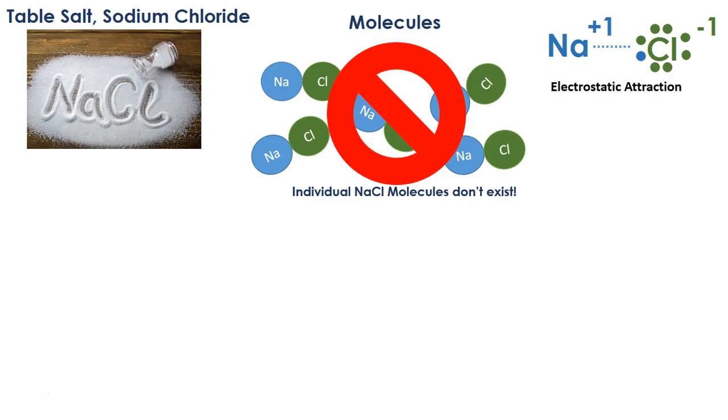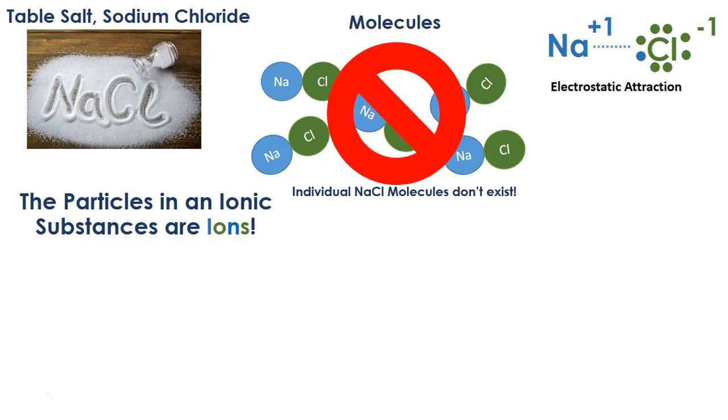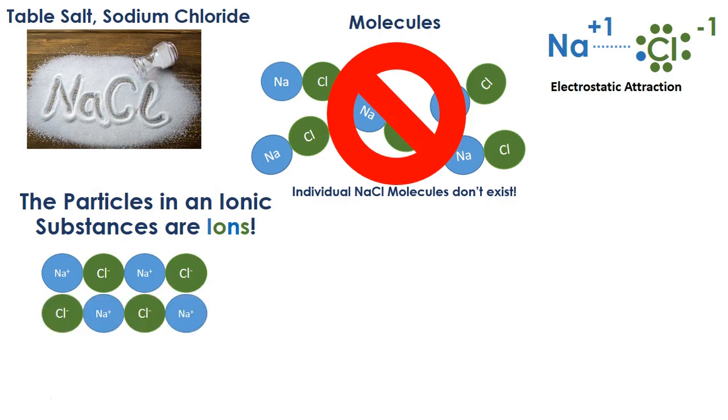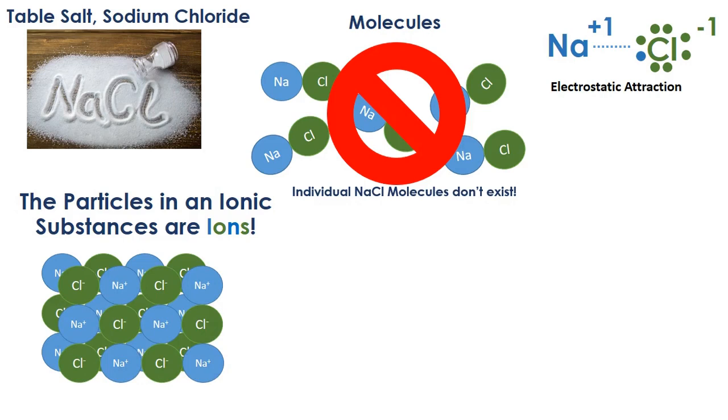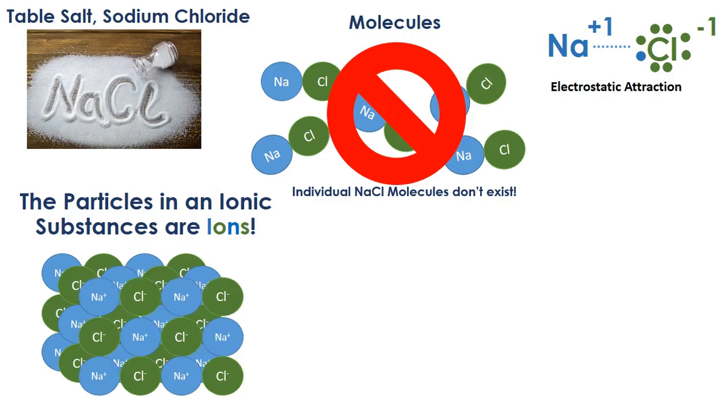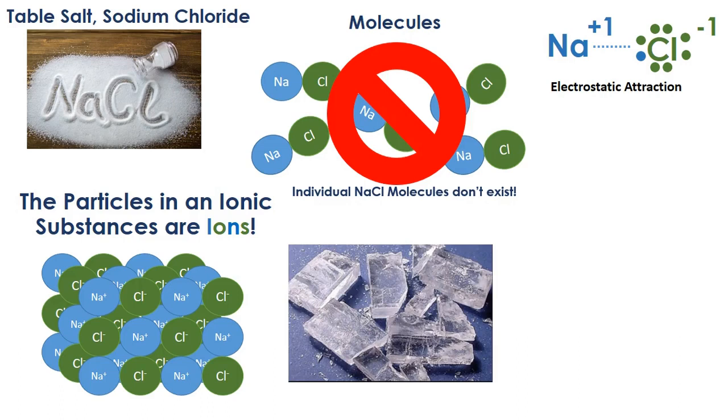So what that means is individual sodium chloride molecules don't exist. If they're not molecules, then what are they? These particles that are involved in your ionic substances are actually ions. You have a positive 1 sodium ion, and that's going to be attracted to a negative chloride ion, and then that negative one is going to be attracted to another positive sodium, until you just have multiple attractions of ions that are attracted to one another. Then you can have a 3D structure where more ions are attracted to one another, and eventually the entire ionic substance forms a 3D structure that you can actually see.